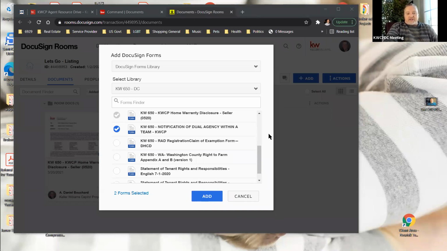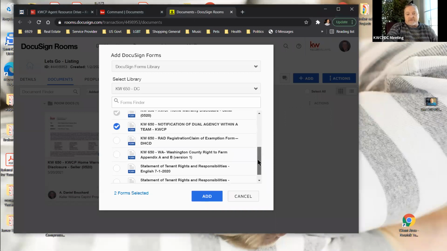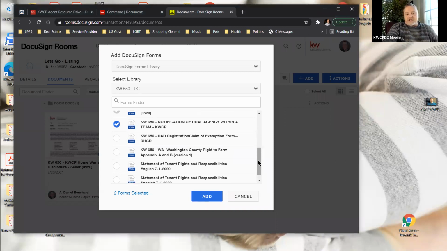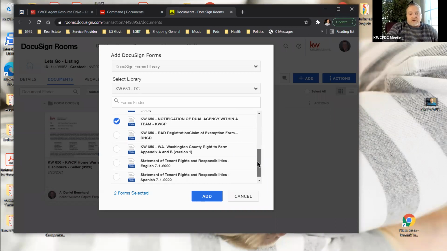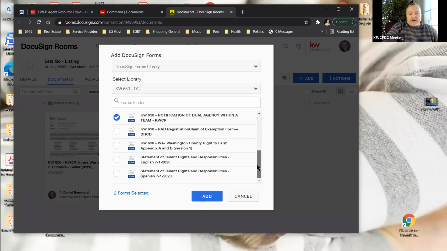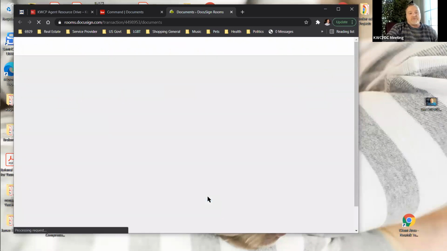All right. So dual agency within a team, if that applies. Like with Harrison and the transactions that they do on Coalition, that's entirely a possibility. If you're an individual agent just working alone, then we won't be dealing with that. And then the rest of these don't apply. So we're going to add those documents.